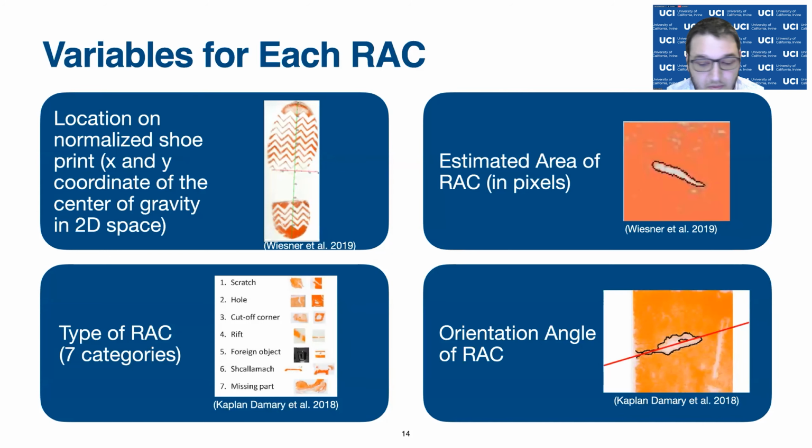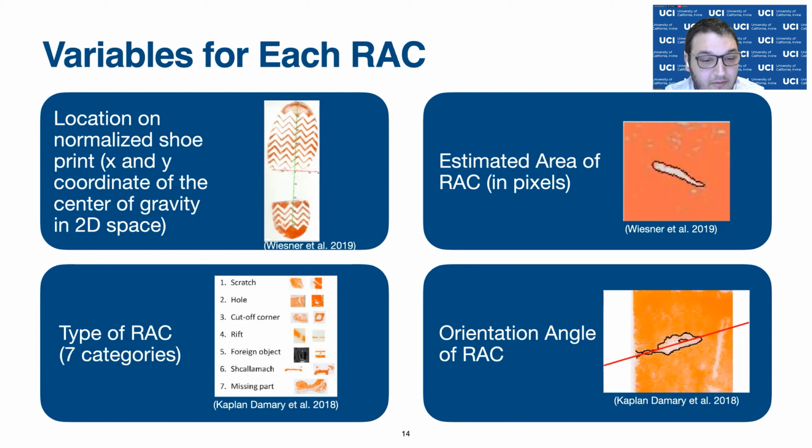The variables collected on these RACs, this is just for this data set, so this could vary quite a bit depending on the examiner and what certain groups choose to collect. In this data set, we have the location of the RAC, defined as the X and Y coordinate of the center of gravity of the RAC in 2-dimensional space. Then we have the estimated area of the RAC. In this particular data set, computer-aided software was used, so we're able to estimate the area.